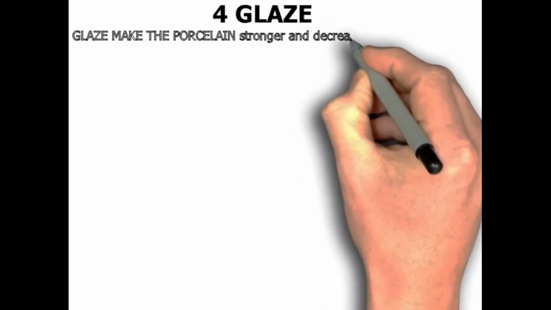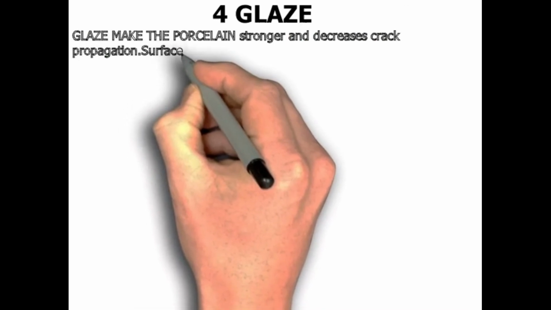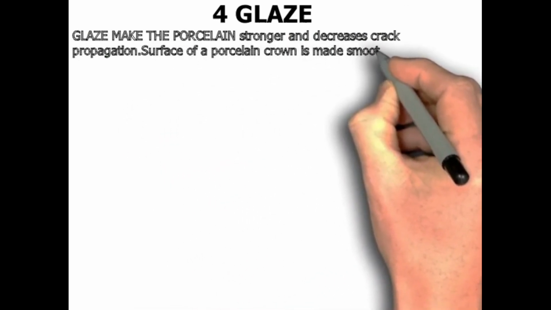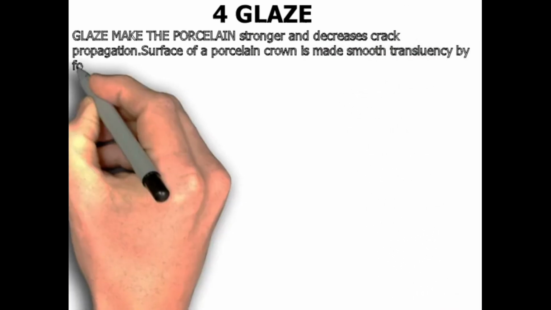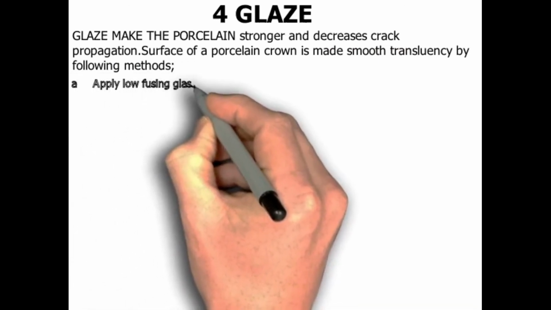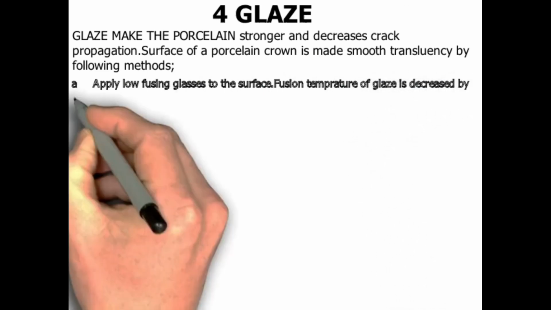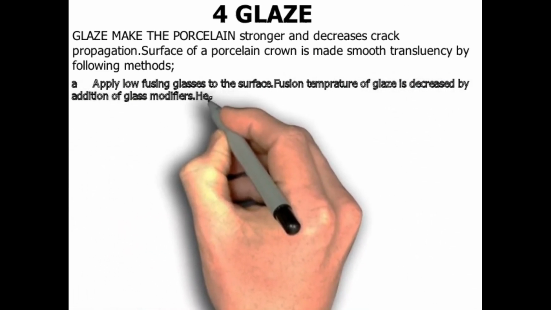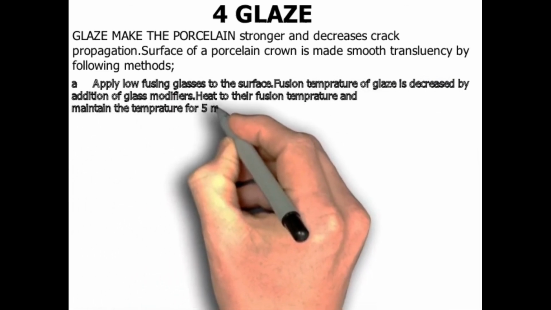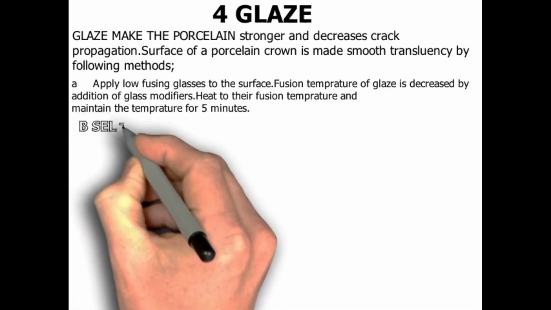Point number 4. Glaze. Glaze makes the porcelain stronger and decreases crack propagation. Surface of porcelain crown is made smooth and translucent by the following methods. Point A. Apply low fusion glasses to the surface. Fusion temperature of glaze is decreased by addition of glass modifiers. Heat to their fusion temperature and maintain the temperature for 5 minutes.